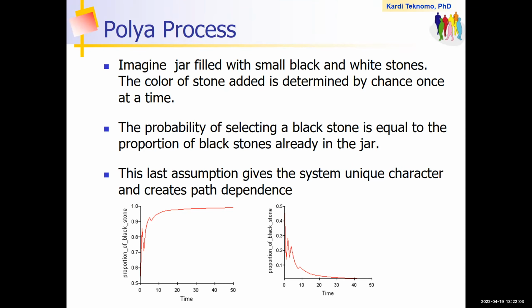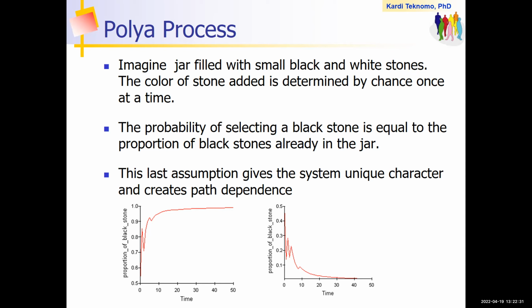Okay, imagine you have a jar. Then you put in small black and white stones, right? The color of the stone that you add every time is by chance. For example, this time you put black. Next time you put black again, or white. It's just pure random.